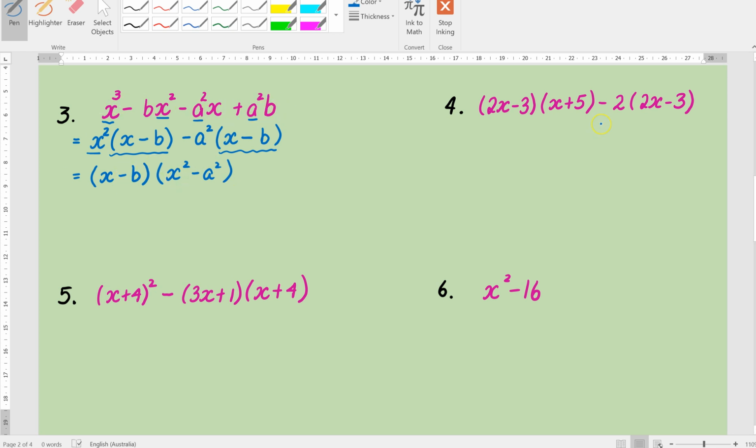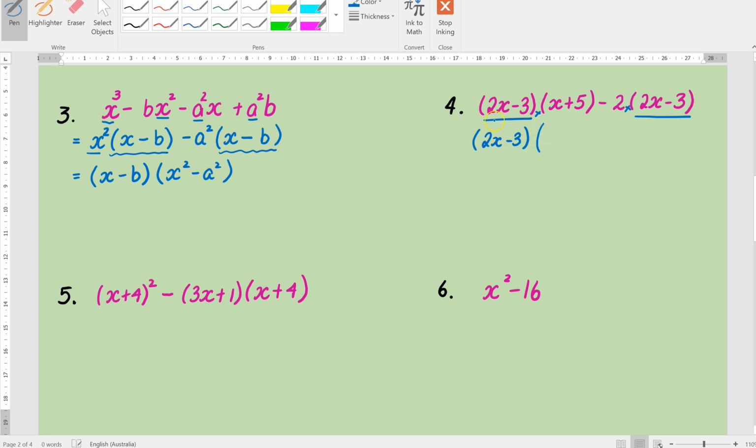I'll just give that one more shot, because if I now look at this, in order for me to factorize this, if I wasn't looking for a common factor, I would have to expand, and that's going to become quite a disaster. But if we look carefully, you can see here I've got a common factor, right? Not just an x, not just a 2, but a whole common factor of 2x take 3, because that's being times by x plus 5, and this is being times by 2. So I'm going to pull out that whole 2x take 3 as a common factor.